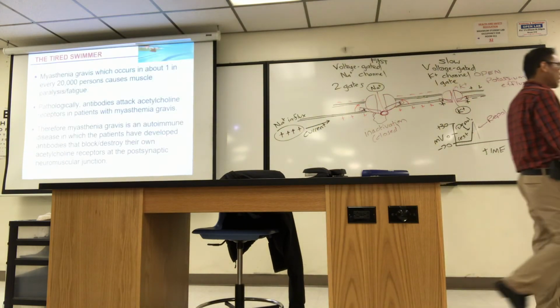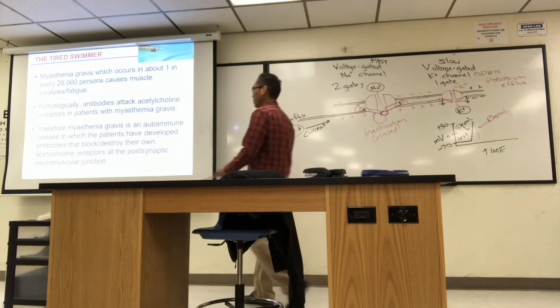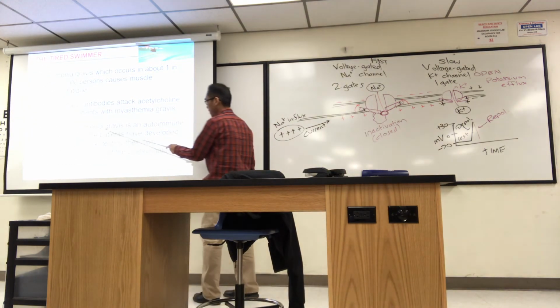All right, so it's hard to tie this with our case study. The condition is called Myasthenia Gravis, which occurs in about 1 in every 20,000 persons. It's pretty rare. It causes paralysis or muscle fatigue. Pathologically, antibodies attack acetylcholine receptors in patients with MG, as they call it. Myasthenia Gravis, by the way, that means muscle, MY, and that just means weak.